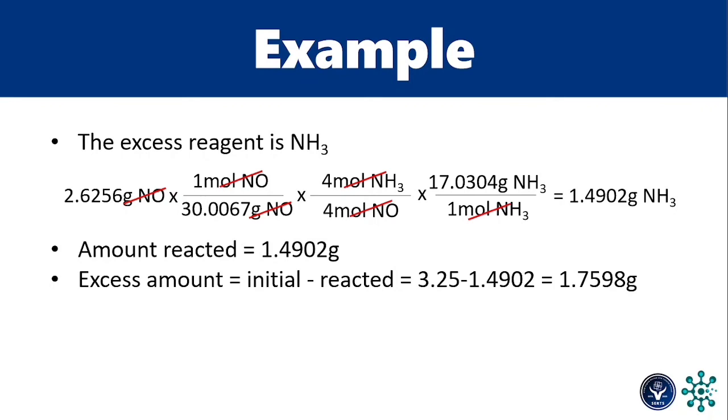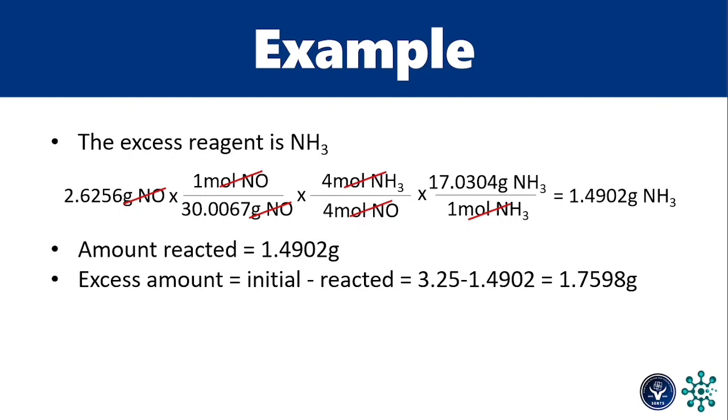To be able to calculate the excess amount, we first get the amount reacted. So we will use the theoretical yield. We'll convert 2.6256 grams of NO to grams of NH3. We do that by multiplying grams of NO by its molar mass times the molar mass ratio times the molar mass. We will get 1.4902 grams of NH3. So that is the amount reacted.